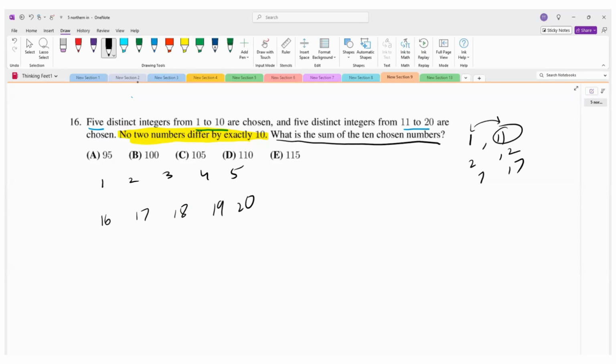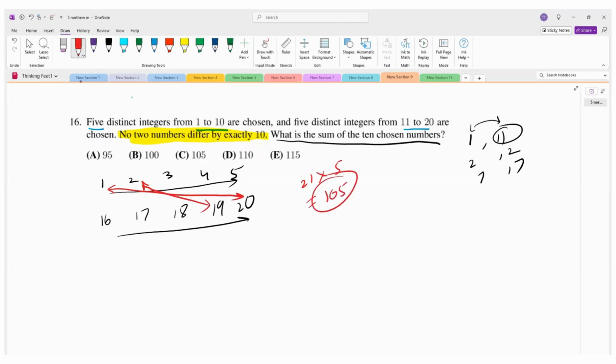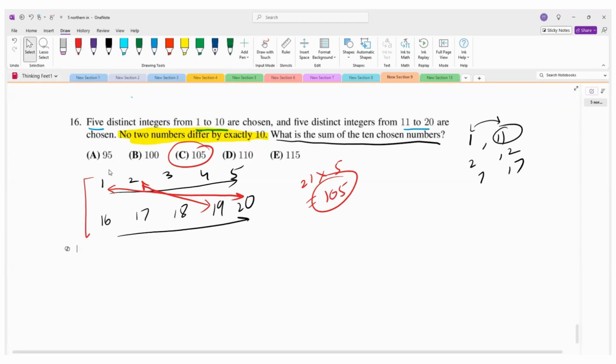And now I can add. Now there's a slightly better way to add than just going there, adding there, adding there. What I notice is if I add this way, if I add 20 and 1, I get 21. 19 and 2, I get 21. So essentially, I get 5 options of 21. So 21 times 5 is 105, which is answer choice C. Now again, a minor thing, you can do the addition the normal way, but I think this is going to save us a few seconds, and we're going to take every second that we can save.